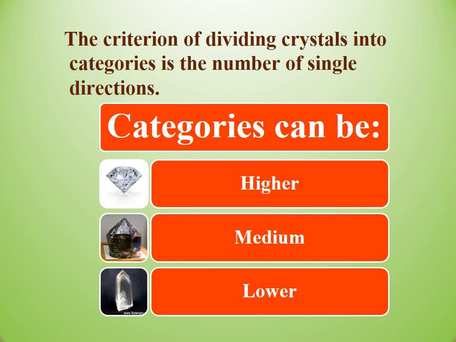The criterion of dividing crystals into categories is the number of single directions. In symmetry, by the number of single directions, crystals are divided into the categories: the highest, the medium, and the lowest one. Here you can see the bright representative of crystals belonging to this category.